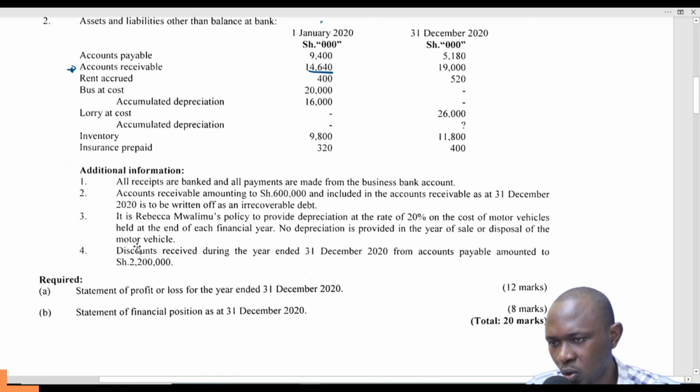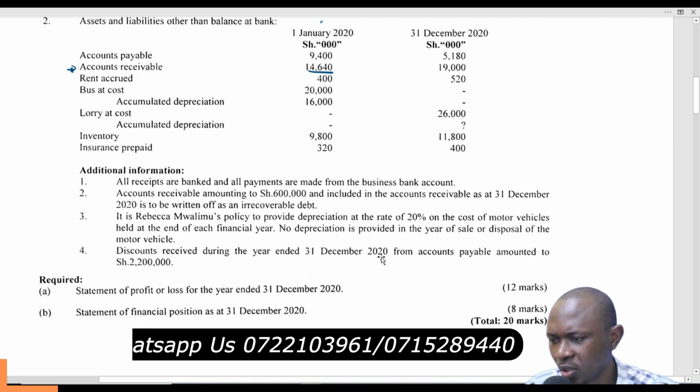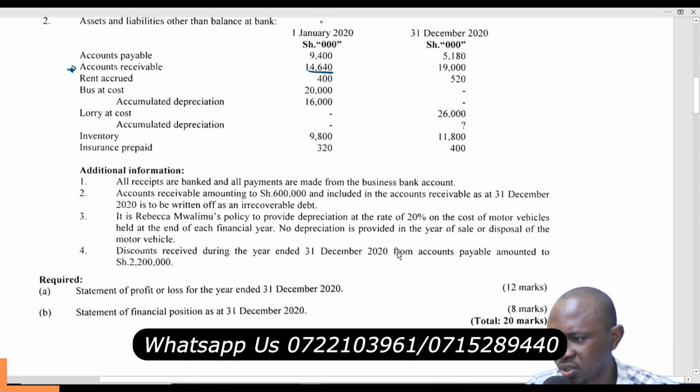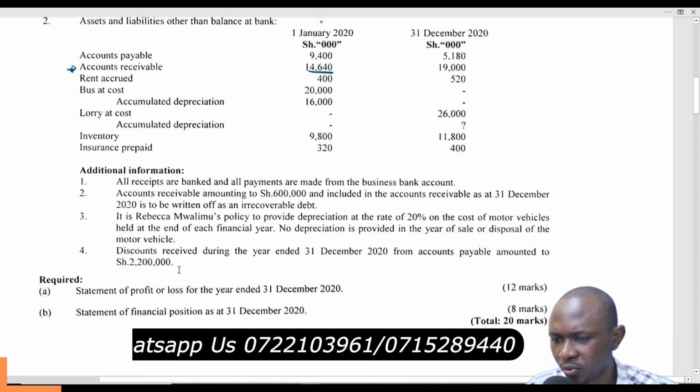Additional information: all receipts are banked and all payments are made from the business bank account. Accounts receivable amounting to 600,000 included in the accounts receivable as at 1st December 2020 are to be written off as irrecoverable debt. Then it is Rebecca Mwalimu's policy to provide depreciation at the rate of 20% on the cost of motor vehicle held at the end of each financial year. No depreciation is provided in the year of sale or disposal of the motor vehicle.